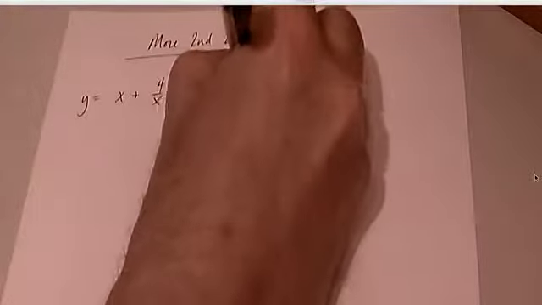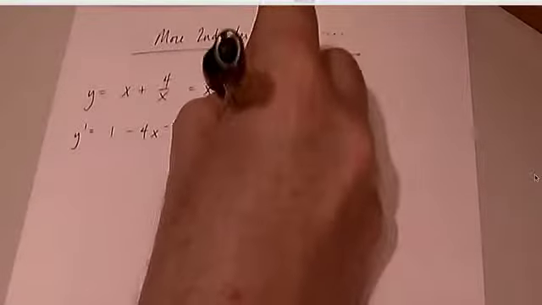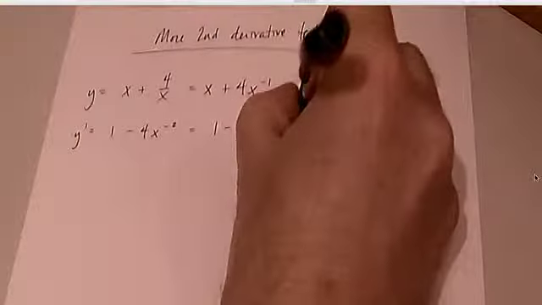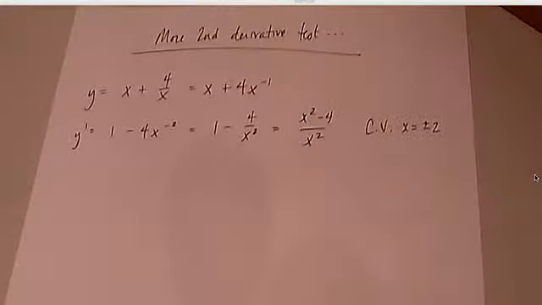Well, let's go ahead and jump right in with an example. I have y is equal to x plus 4 over x, which might, of course, be a little bit easier to deal with if it were actually put in that form. So I have y prime is equal to 1 minus 4x to the negative 2, or 1 minus 4 over x squared, which of course is x squared minus 4 over x squared. My critical values are going to be x is equal to plus or minus 2.